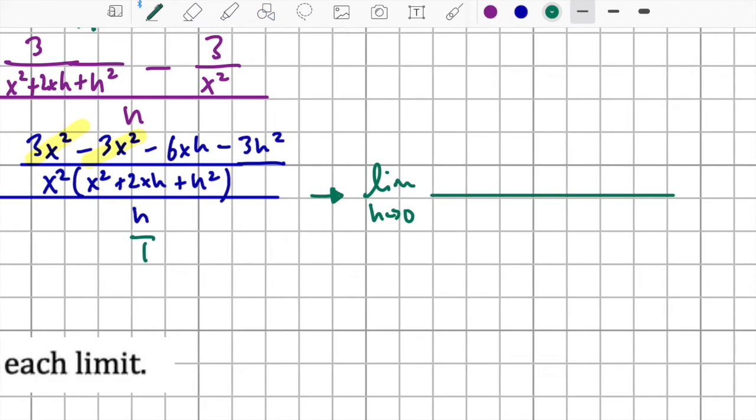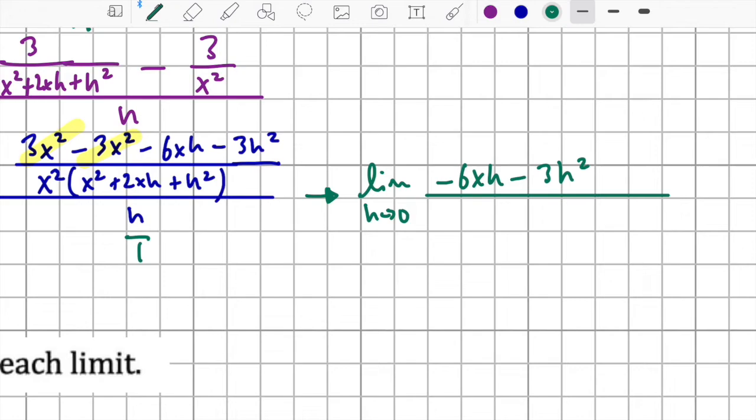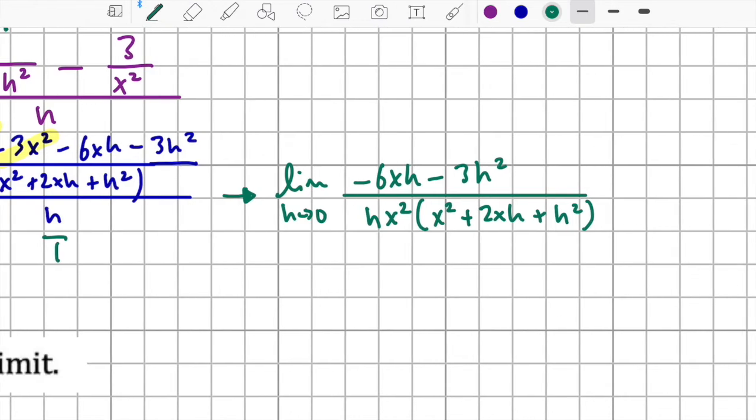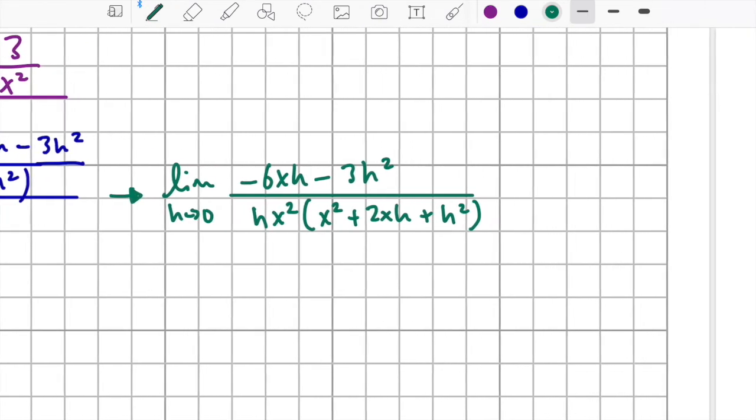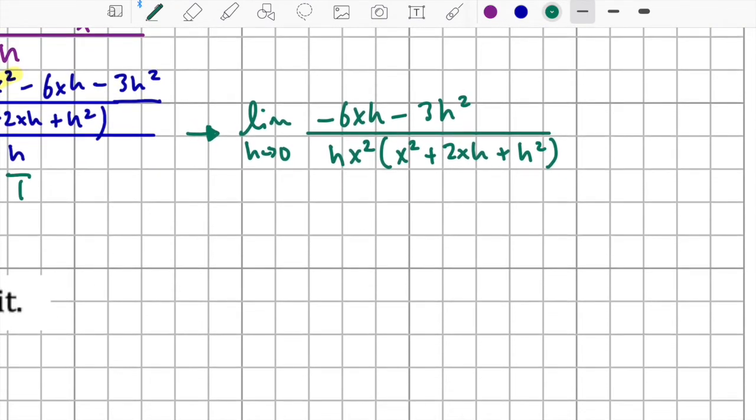Okay, so in the numerator we're going to end up with a negative 6xh minus 3h squared, and in the denominator we're going to get h times x squared times x squared plus 2xh plus h squared. Now we can try to evaluate, but if you try to plug in the 0 wherever you see an h, we're going to end up with 0 over 0 again. So that tells me that I have to factor something.